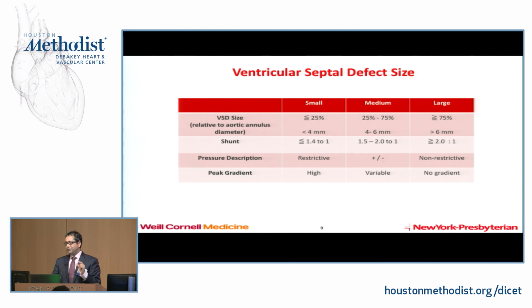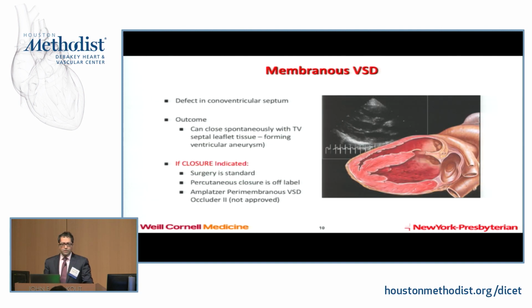But we often look at the VSD size relative to the aortic annulus. Why? Because a 4 millimeter defect is very different in a 3 kilogram baby than a 70 kilogram male. And so the relative size of the VSD to the aortic annulus is what we look at. But just as importantly is the degree of gradients and the degree of shunting that you see, the physiologic effects. Okay. To talk a little bit about the subtypes and go through.